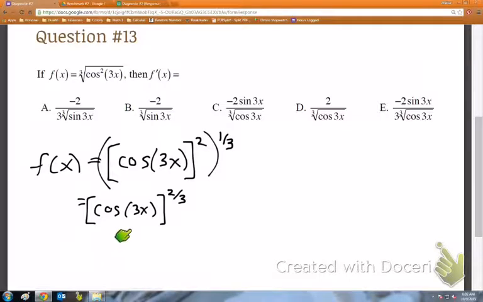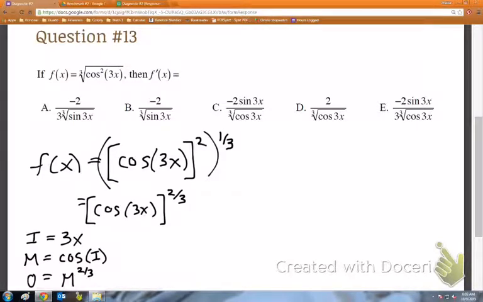So now you'll see I have an inside, a middle, and an outside with my chain rule. So my inside is 3x. My middle is cosine of the inside. And again, these are why the parentheses and the brackets help, because the parentheses are the very inside. Then the next step would be what's inside the brackets. And then on the outside, I have the middle to the power of 2/3.